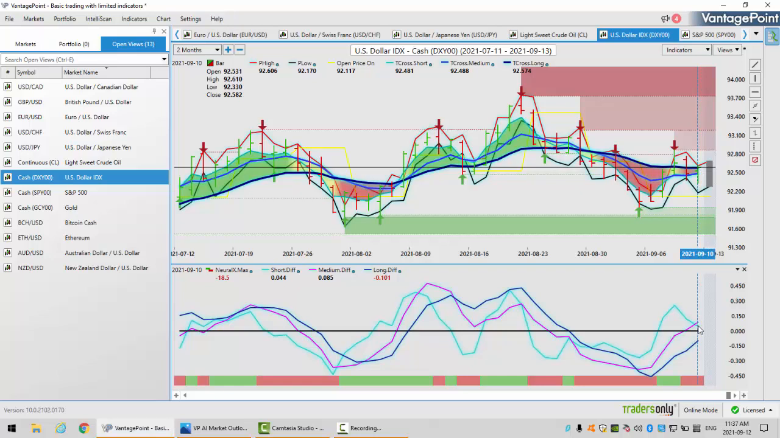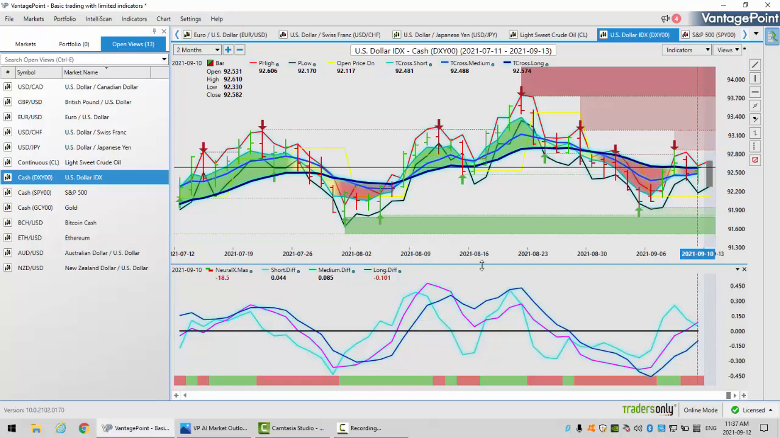We look at the predicted difference and we also utilize the zero line. We've got good separation between the pink line and the blue line, but this blue line, which represents the long-term crossover, the pink line represents the medium-term crossover. So we're looking for both of these to clear that zero line for the dollar to make a bigger move.